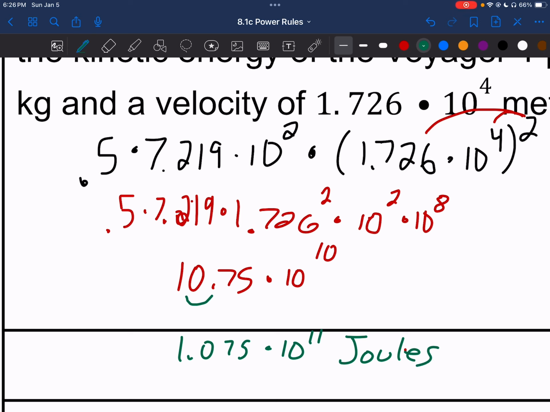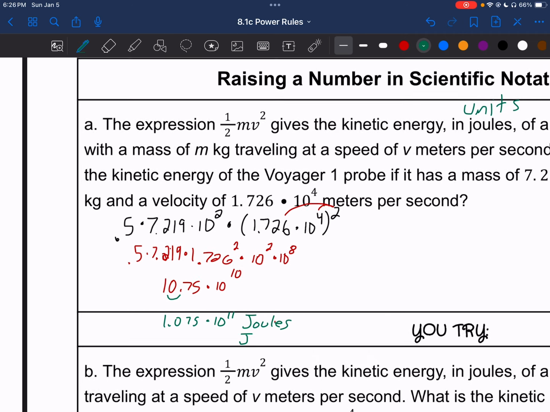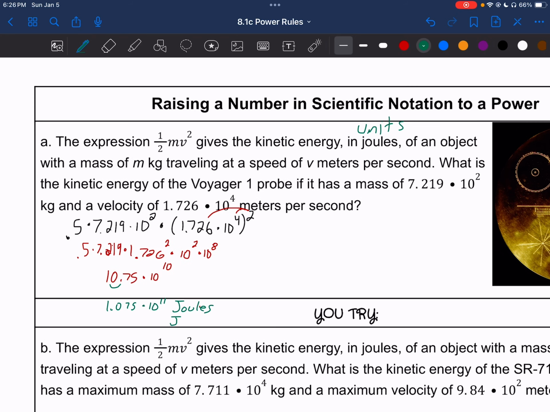And our unit is joules, or you could abbreviate it with just a capital J. So that is the kinetic energy of the Voyager 1 probe, which is currently outside of the solar system. Well, it's in the solar system, but it's outside of the heliosphere, which is the region in our solar system where our sun's energetic particles are pushing out, and it's now into interstellar space.